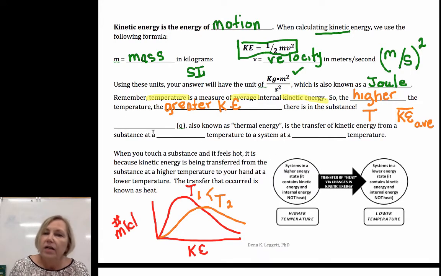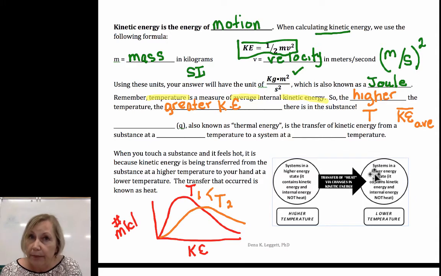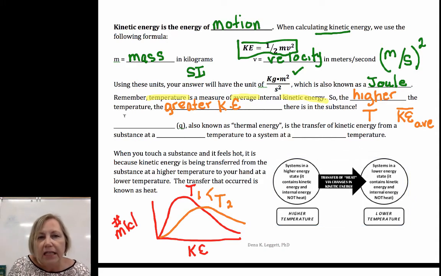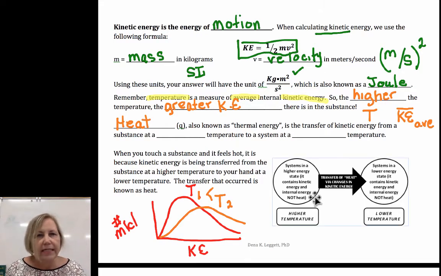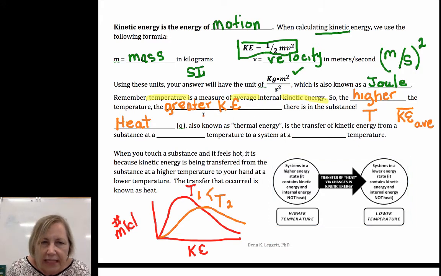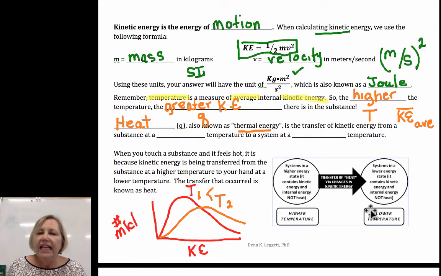Okay, so that's how temperature and kinetic energy relate. Let's bring heat into that conversation. Heat is given the symbol, because symbols have meaning and there's lots of symbols in chemistry, it's given the symbol Q. Okay, and that's often known as thermal energy. And heat is not something that just exists. Heat is a transfer process.